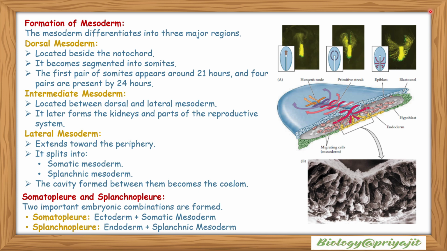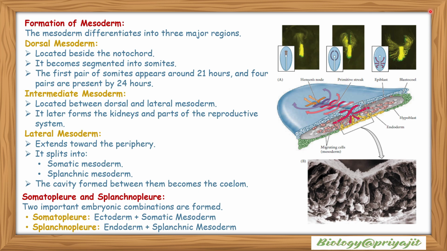Intermediate mesoderm is located between dorsal and lateral mesoderm. It later forms the kidneys and parts of the reproductive system. Lateral mesoderm extends towards the periphery. It splits into somatic mesoderm and splanchnic mesoderm. The cavity found between them becomes the coelom.